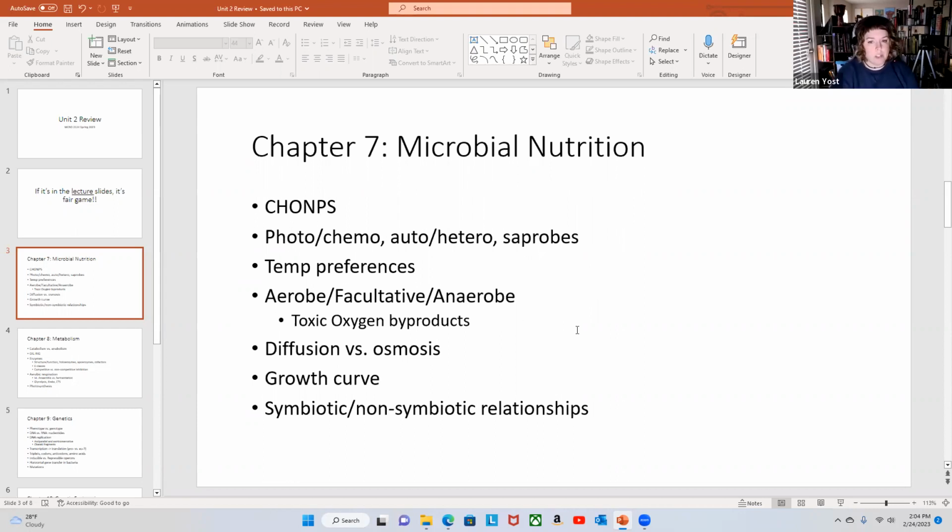So chapter 7 had to do with microbial nutrition, essentially where microbes are getting their energy and their nutrients from. And we have all these different terms that we had to apply to them. The main nutrients, the main elements that we were concerned with.